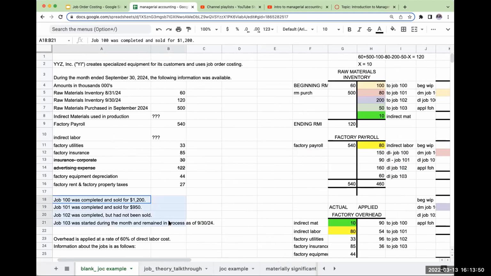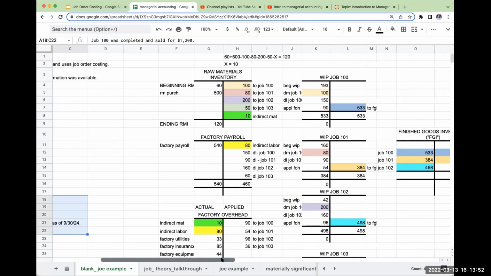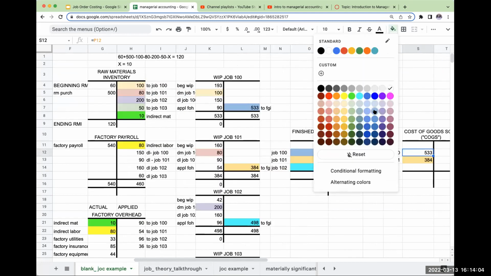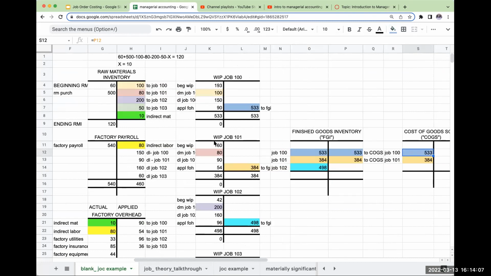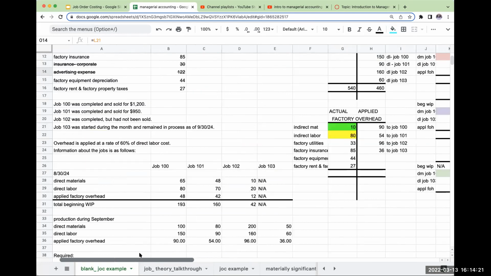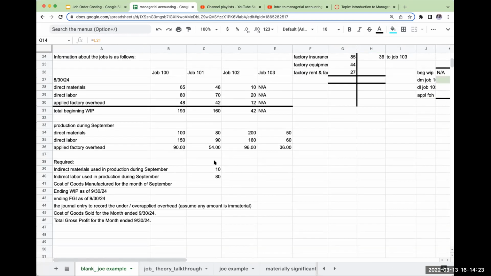So this information is very important. It tells us where the jobs are. Job 100 was completed and sold. So I had to first take it out of WIP to finished goods, and then over here to my cost of goods sold. Okay. Job 101 was also completed and sold. I got to take it out of WIP to finished goods inventory, and then over here to cost of goods sold. Job 102 was completed but not sold. So it just is going to go over here. And then job 103 remains in process.